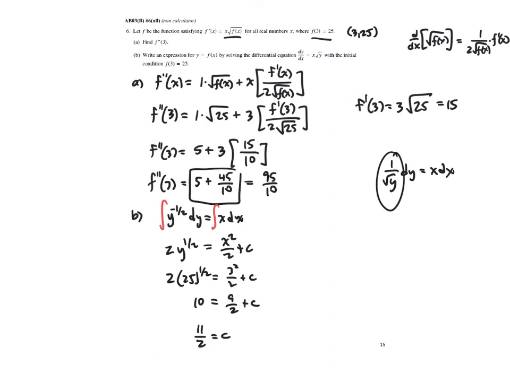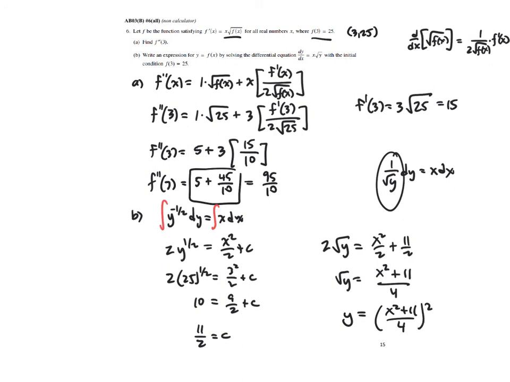Let's go ahead and sub that in. 2 root y is equal to x squared over 2 plus 11 over 2. So the square root of y is going to equal x squared plus 11 all over 4. Let's finish this off. If I square both sides, I get x squared plus 11 over 4 quantity squared.